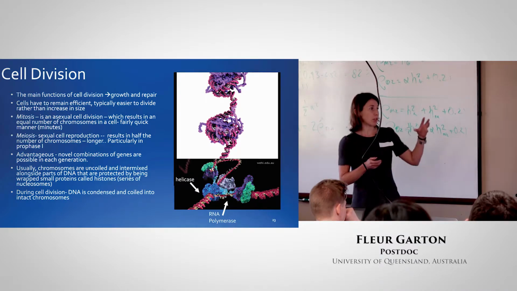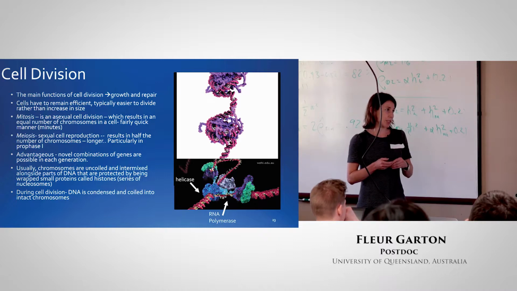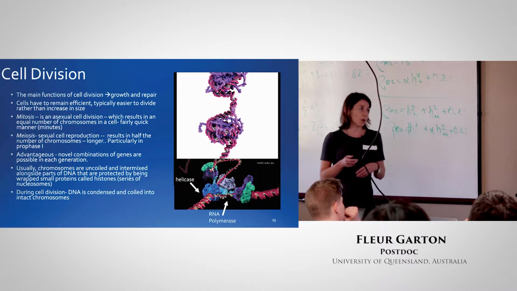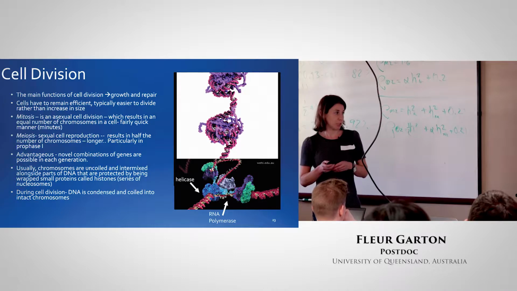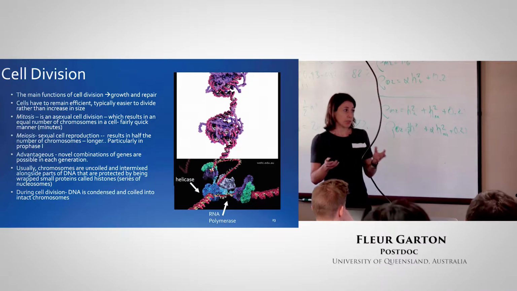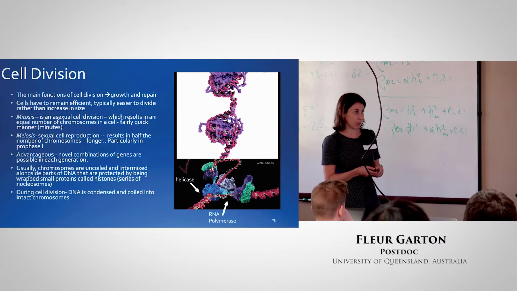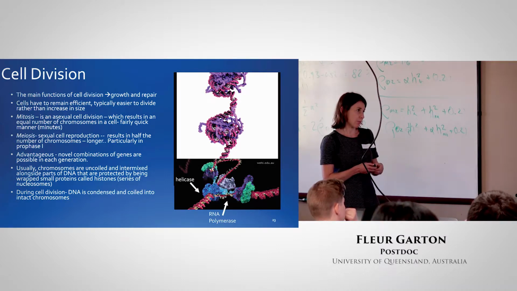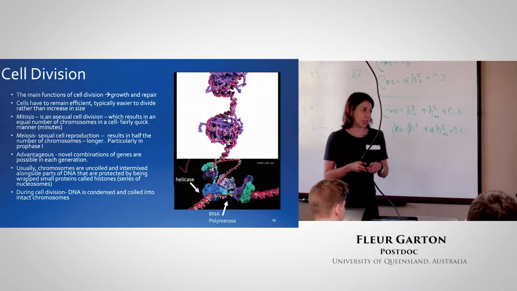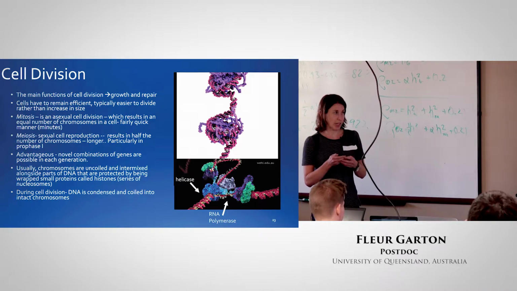The advantage of meiosis, as James mentioned in his lecture, was that there are novel combinations of genes which are possible in each generation. Usually chromosomes are uncoiled and intermixed, and small parts of the DNA are wrapped up in histone proteins. So this is a nucleosome here. The DNA is wrapped about 1.7 times around each nucleosome, each histone. And then during cell division, DNA is condensed and coiled into intact chromosomes.